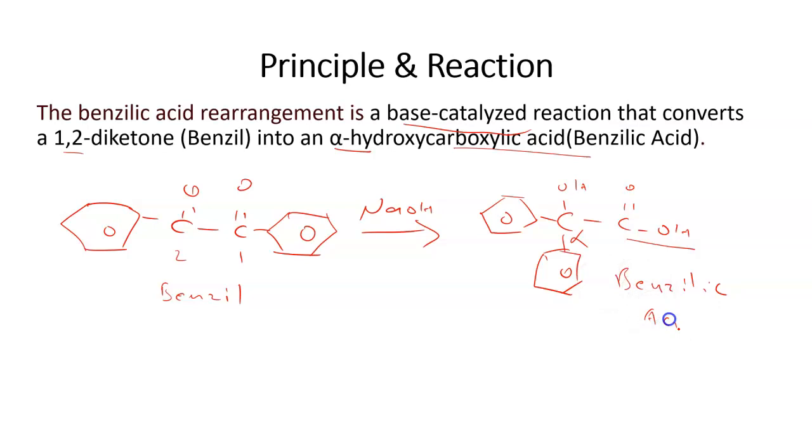and this structure is called benzilic acid. So this is the reaction for benzilic acid rearrangement, where benzil is converted into benzilic acid. It means 1,2-diketones are being converted into an alpha hydroxy carboxylic acid, in the presence of NaOH. So base acts as a catalyst in this reaction.